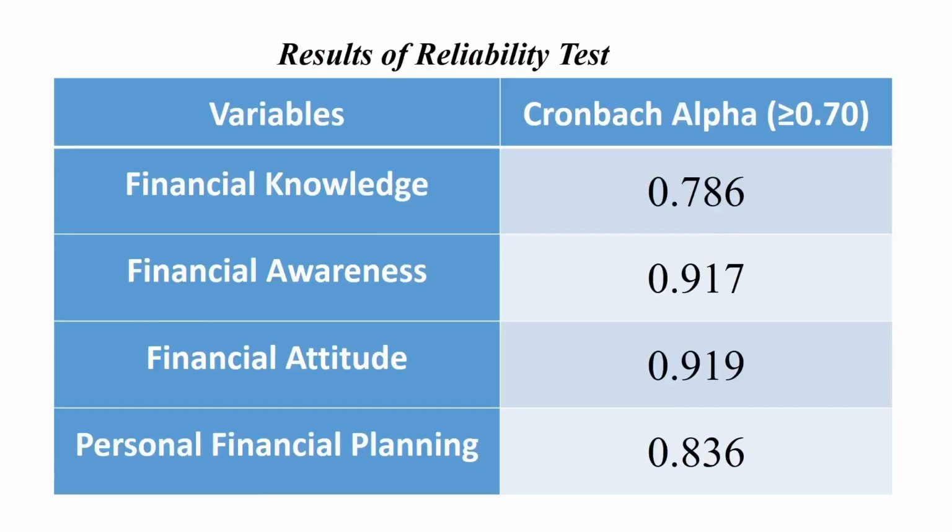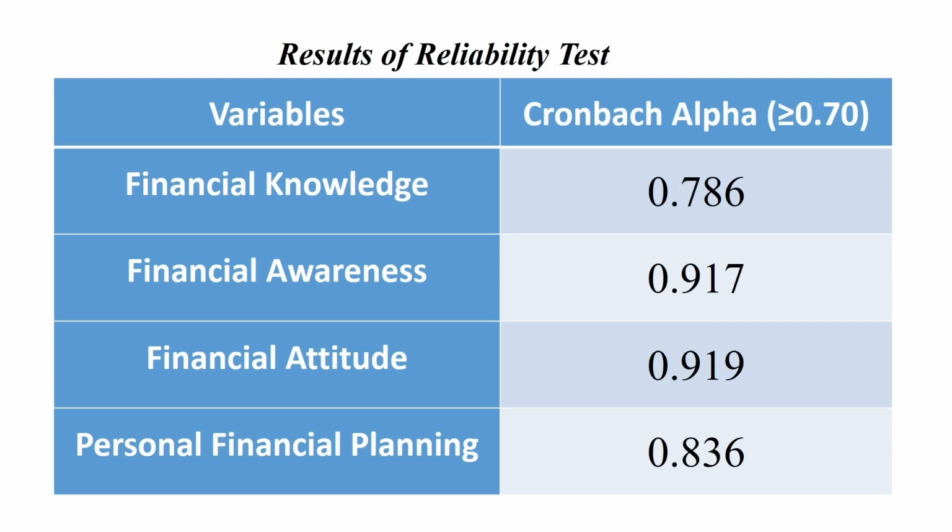At first, we have to check the reliability of the data which have been collected from the respondents before making analysis of correlation and regression results. There are various measures to test the reliability. Among them, Cronbach alpha is the most popular.